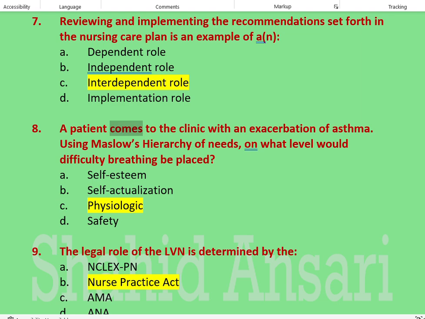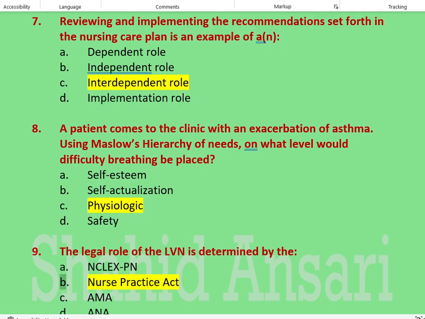8. A patient comes to the clinic with an exacerbation of asthma. Using Maslow's hierarchy of needs, on what level would difficulty breathing be placed? A. Self-esteem, B. Self-actualization, C. Physiologic, D. Safety. 9. The legal role of the LVN is determined by the A.